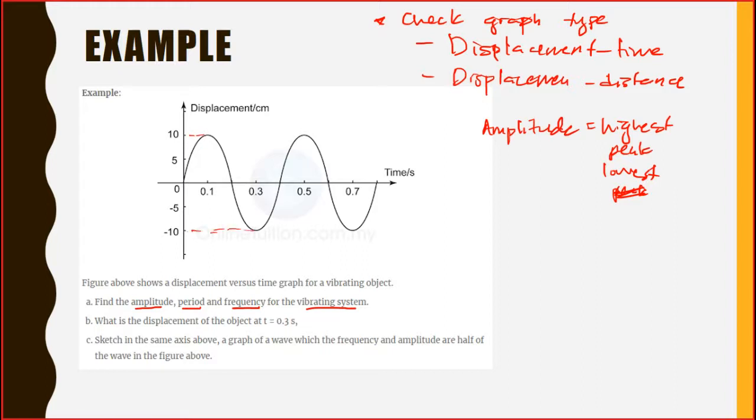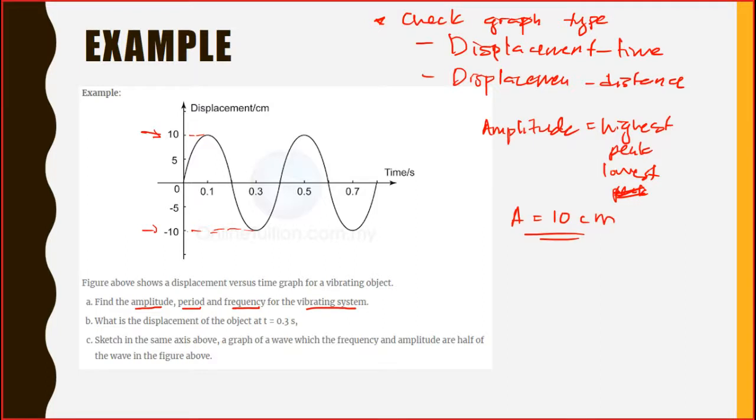So what is the value for this amplitude? The value for this amplitude will be 10. So we will just take the amplitude to be 10 centimeter. The key idea for amplitude is how big the wave is. If it's 20 centimeter, then the wave will be much bigger. All right, next we have period.